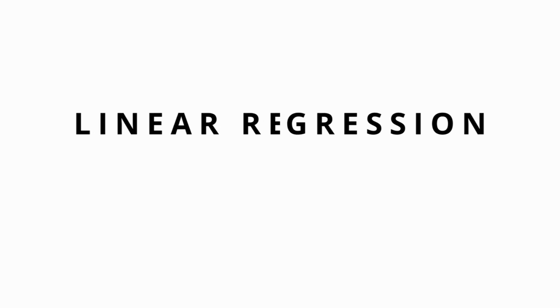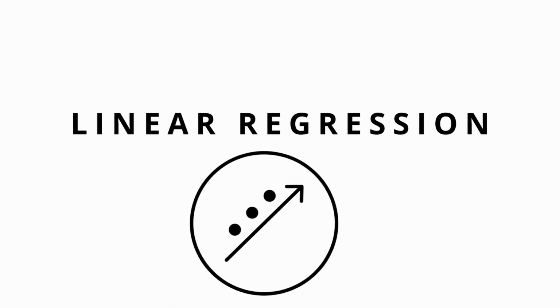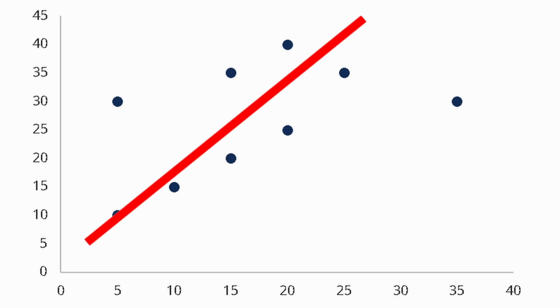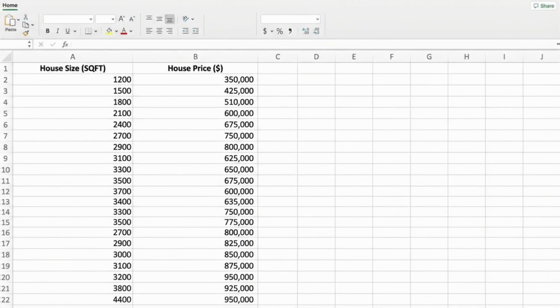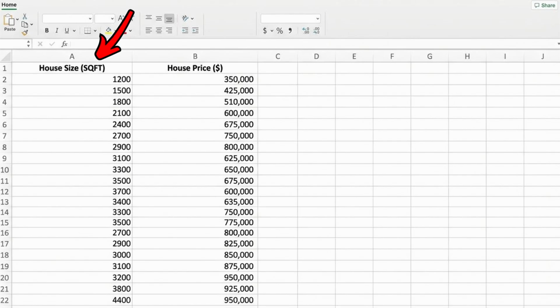Linear regression is one of the simplest and most common algorithms used for regression tasks. At its core, linear regression tries to find the best straight line that fits your data. For example, let's look at this data set of houses. Here we have the size of houses in square feet and the prices in dollars.